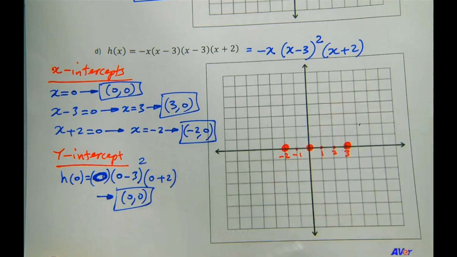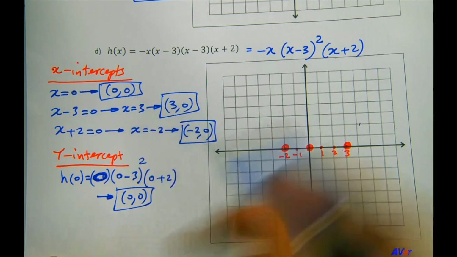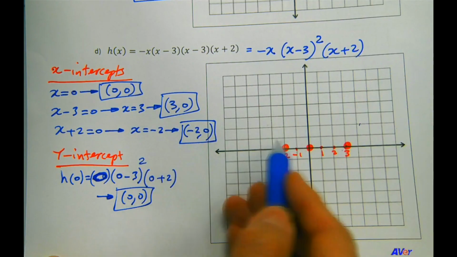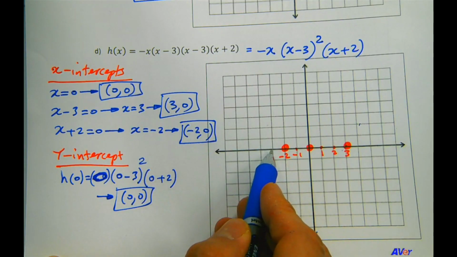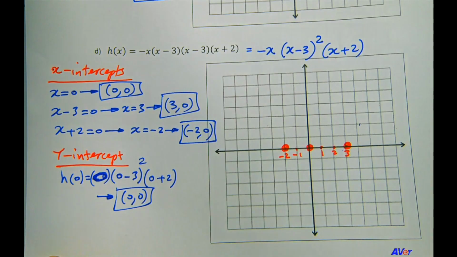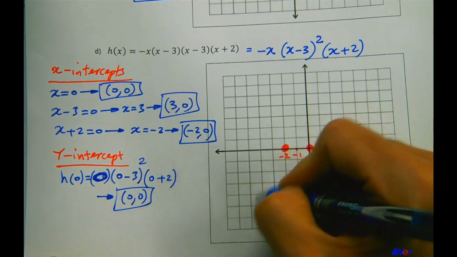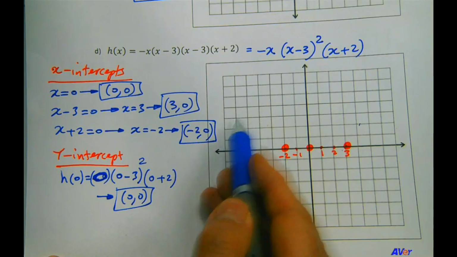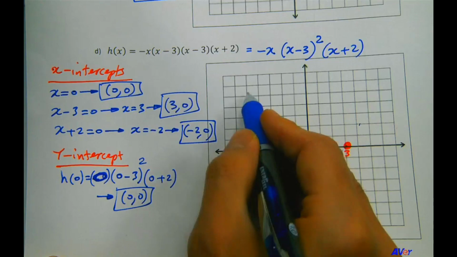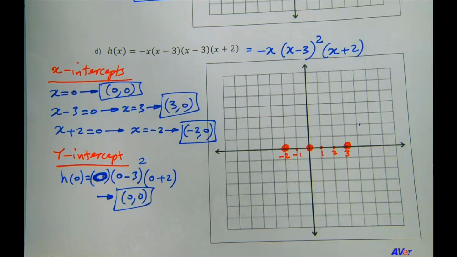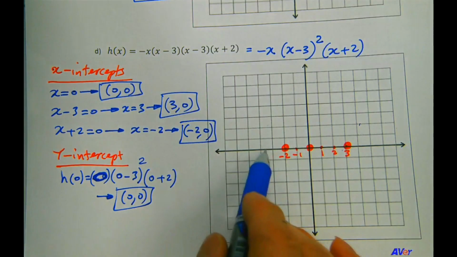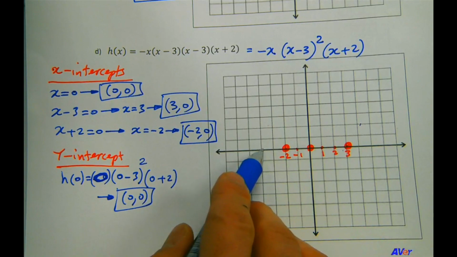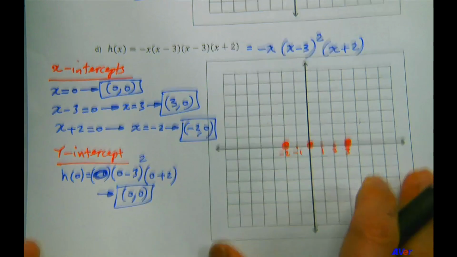But I need to test the function value at some number to the left side. Let's say -3. Is the value of the function on this side negative or positive? If it's negative, then the line must be coming from below. If the function value on this side is positive, then the graph line must be coming from above. So let me pick an easy number, say -4, right? -4 would be somewhere here. So I'm going to test that.